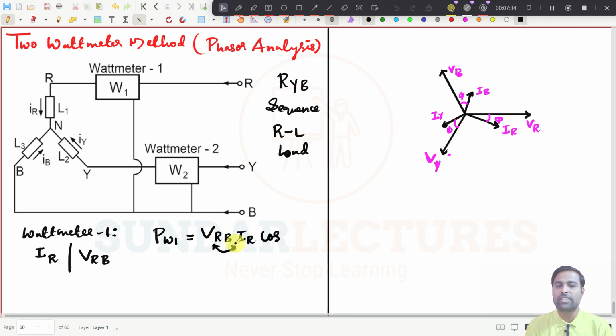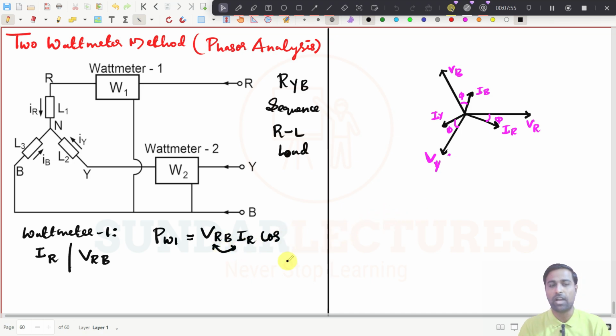Between these two, whatever the angle you are getting, the cosine of that angle will be read here. Try to understand, because this wattmeter reads only the real power. That is why I am repeatedly telling you this wattmeter reads the real power. And what is the voltage here? It is VRB. And what is the current here? It is IR. And what is the angle between these two? That angle will come here in the cosine, right?